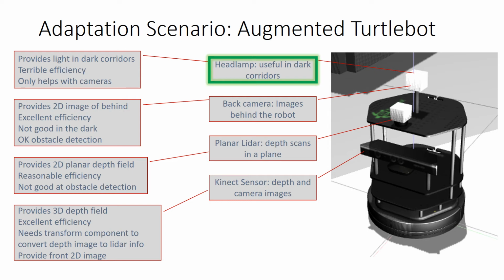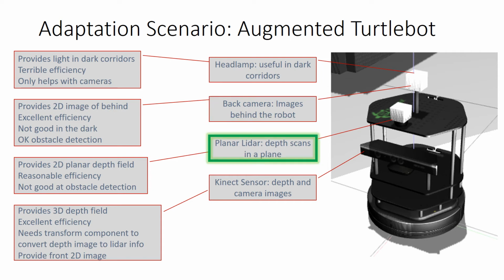With respect to hardware, this turtlebot is equipped with a headlamp to light dark corridors. This is very inefficient in terms of energy consumption, but can be useful when only camera-based navigation is available. The robot also has a back camera that is used to identify wall markers, also used for camera-based navigation. Although this does not work well in the dark, it has excellent energy efficiency and good accuracy when it comes to obstacle detection.